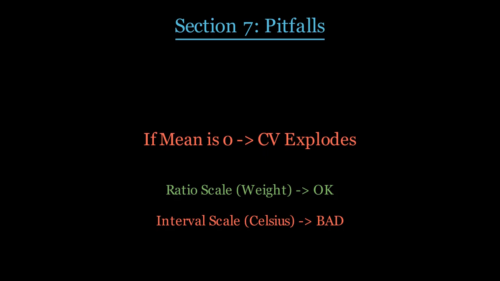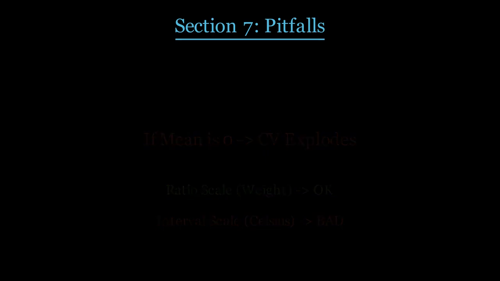Furthermore, the CV is only truly meaningful for ratio scale data, data where a value of 0 actually means nothing exists, like weight, height, or Kelvin temperature. Using it on interval scales like Celsius or Fahrenheit can lead to misleading results.